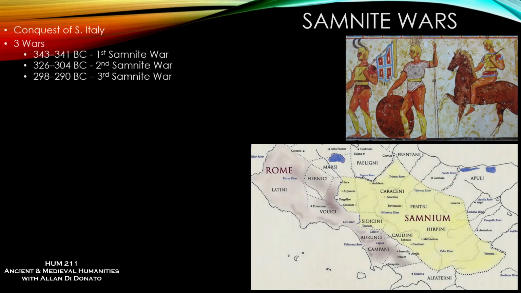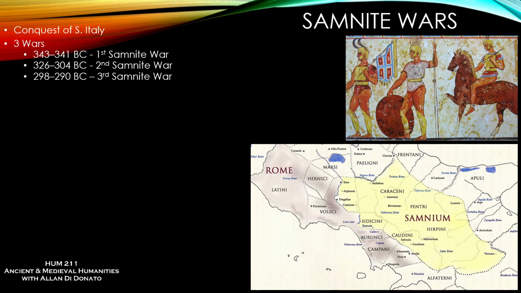Okay, now Rome does begin to expand after this period. Right there in the 4th century, you have the beginning of the Samnite Wars. I'm not going to say very much about the Samnite Wars, but I do want to talk about that with respect to the development of the Roman military. You've got 3 Samnite Wars, 343 to 341, 326 to 304, and then 298 to 290.